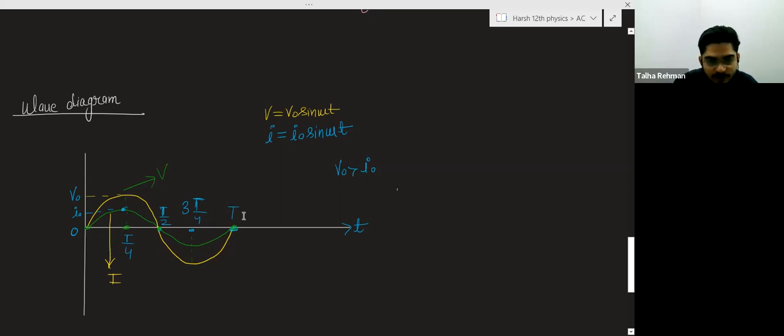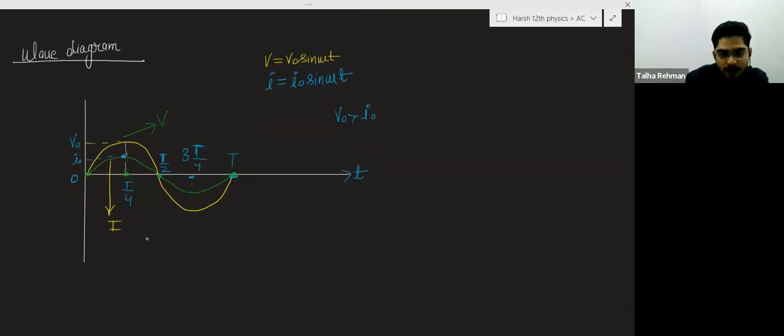And what is this T? T is the time period. What is this T by 2? Half of the time period. What is this T by 4? T by 4 is one fourth of the time period. So at this T by 4, when you see, you will get the peak value of the voltage.